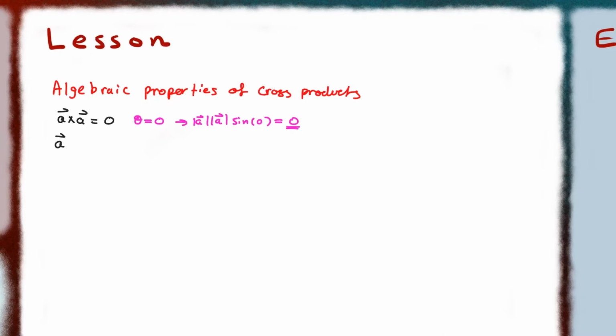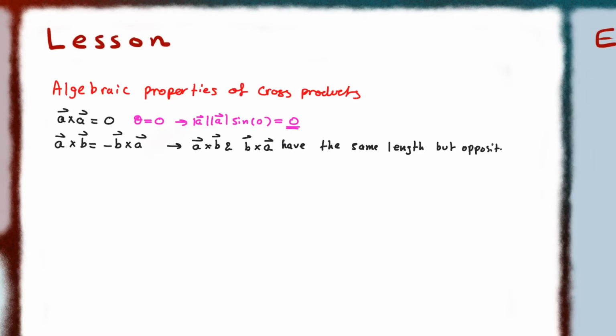Okay, for our second property, the cross product of A and B is equal to the negative cross product of B and A. The cross products of A and B and of B and A have the same magnitude or length, but they do have different, opposite directions. So that's kind of what this is saying.